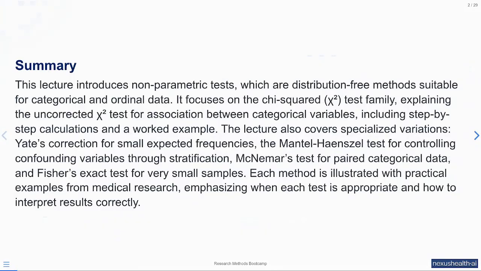calculations and worked examples. We will also cover specialized variations of the chi-square test, and these include the Yates corrected chi-square test, which we use when we have small expected frequencies, the Mantel-Haenszel chi-square test, which we use when we seek to control for variables through stratification. The McNemar chi-square is used for paired categorical data, while we use the Fisher's exact test for very small samples. Each of these methods is illustrated with practical examples from medical research, emphasizing when each test is appropriate and how to interpret results correctly.